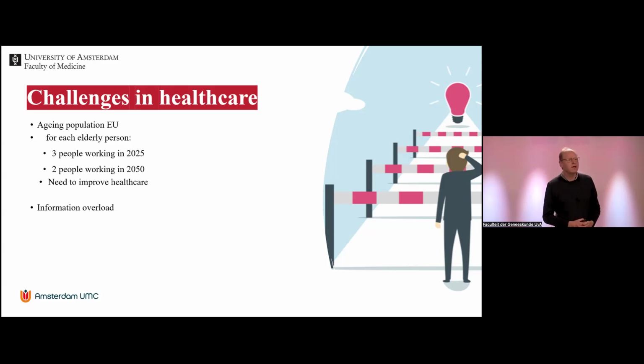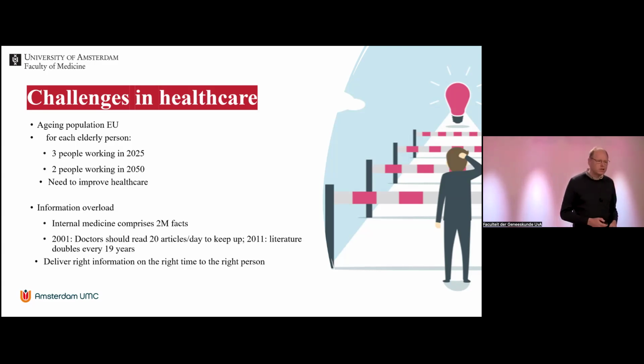Currently, for every elderly person there are 3 people working, but in 25 years, this will have decreased to 2 people working in 2050. That really requires us to improve healthcare, to make it more flexible, to make it cheaper, to make better use of computers.